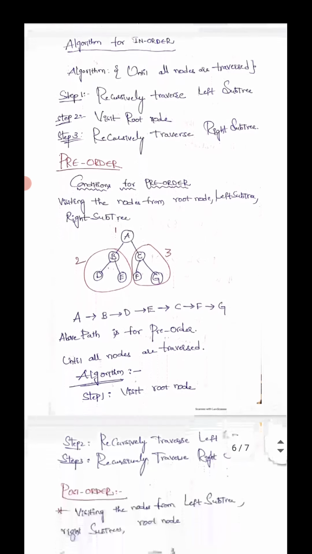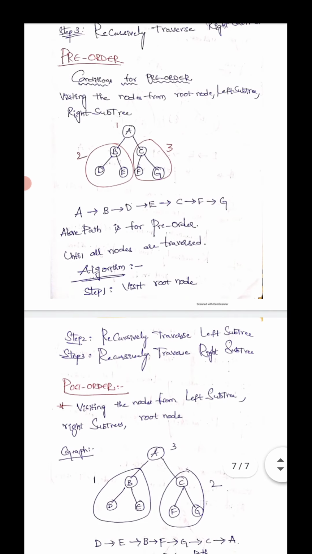And coming to pre-order, what are the conditions for pre-order? Listen carefully. The condition for pre-order is that we visit the nodes starting with the root node first, and then the left subtree and then the right subtree. Here, look at the diagram. I will assign A as the root node, 2 as the left subtree, and 3 as the right subtree.